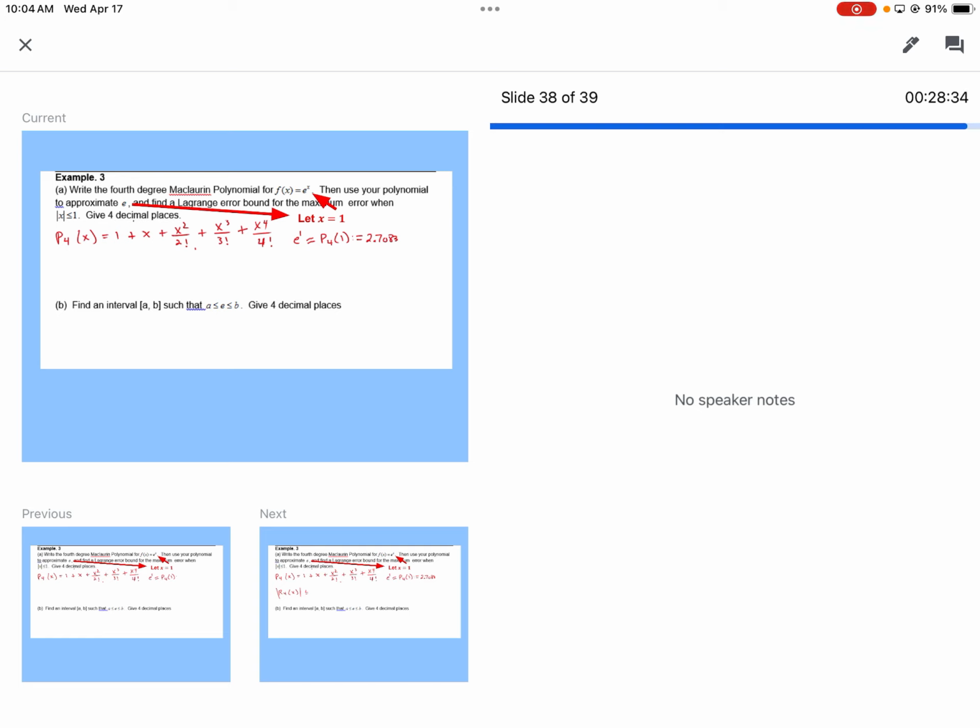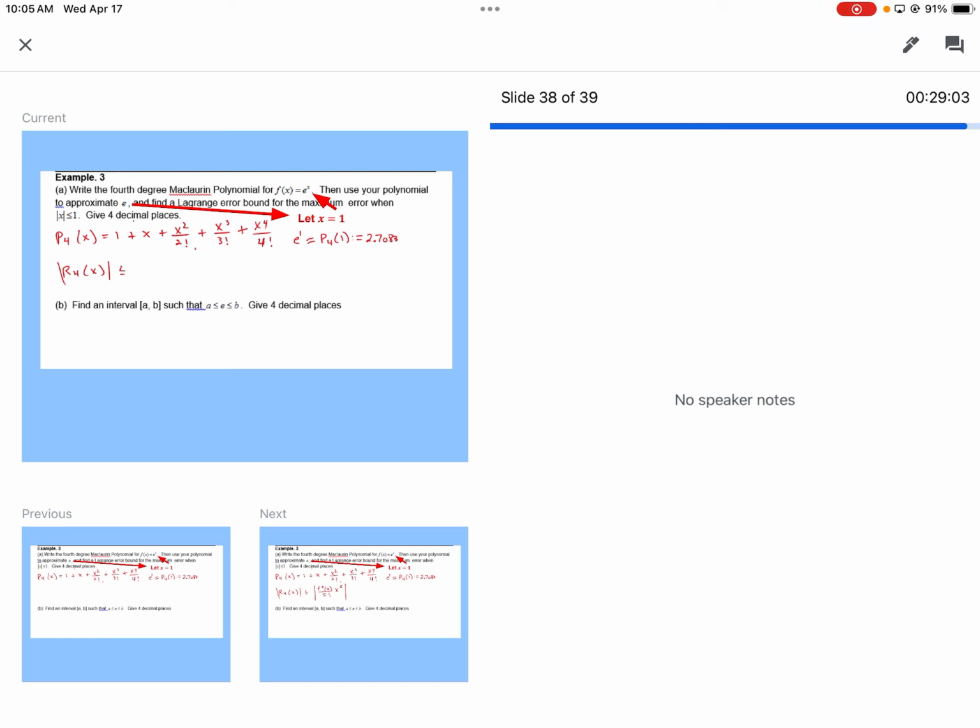All right, now this just says find a Lagrange error bound for the maximum error when the absolute value of x is less than or equal to 1. All right, so how do we start off? Write the formula. So it's going to be r sub what? 4. And on the right side, everything's going to be 5. All right, so r sub 4, absolute value, our remainder is less than or equal to.